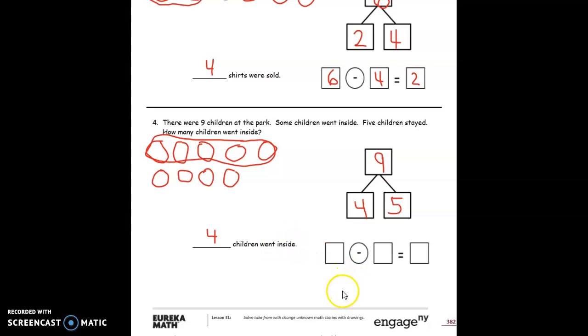Let's write our number sentence. Try and do this one by yourself. Which number goes first? Look at your number bond for help. You'll use each one of these numbers once. Then you subtract how many went inside. And that will give you your total children that stayed.